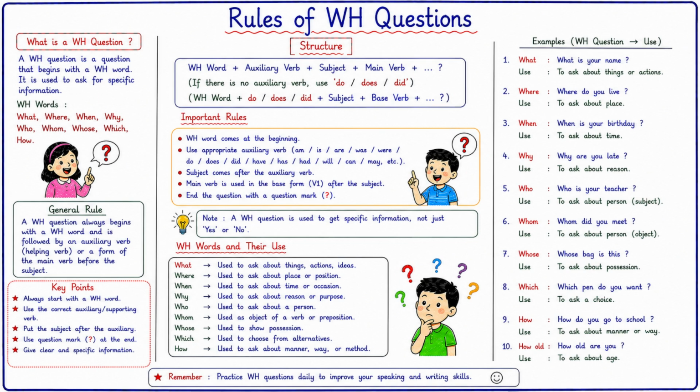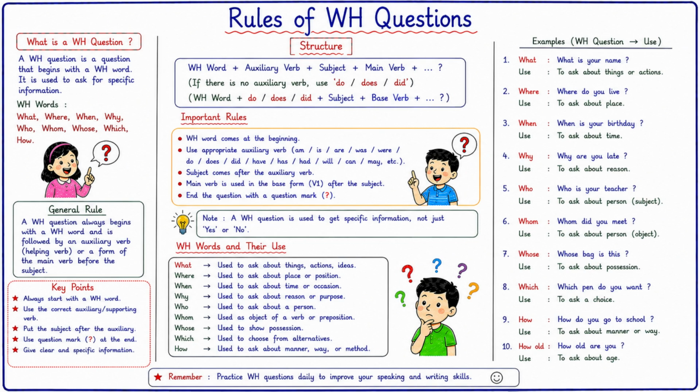Next comes why. Why is used to ask about a reason or purpose. For example, why are you late? A possible answer is, because the traffic was heavy. So questions beginning with why often receive answers beginning with because. Now let's look at who. Who is used to ask about a person, especially when that person is the subject of the question. For example, who is your teacher?